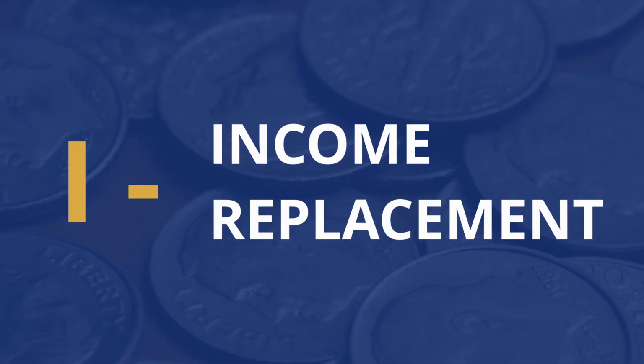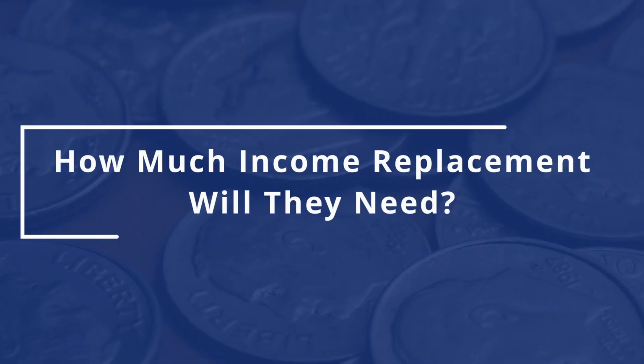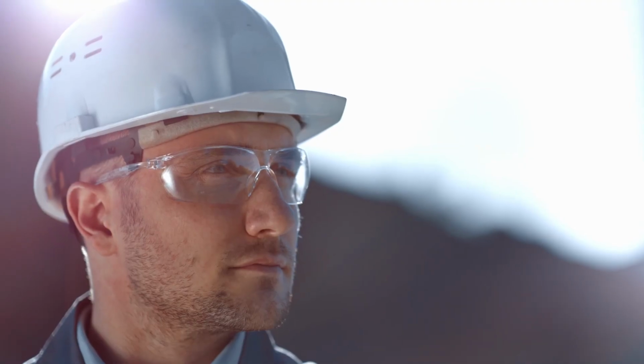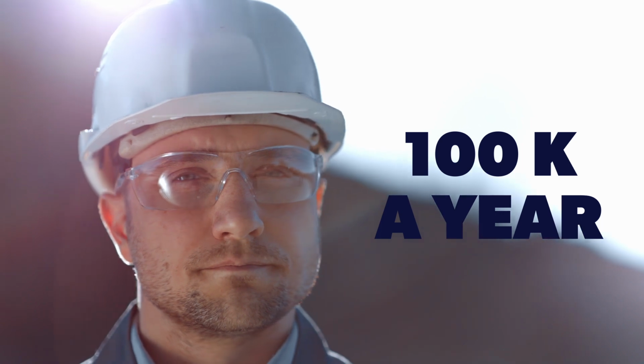Next is income replacement. How much income replacement will they need year after year in case of death? Now, this is a little bit more of a technical concept to understand, but this will be the differentiator for you, as your prospect will understand why their $500,000 policy might be nowhere near enough for what they actually need. Here is how it works. Let's assume that currently Mr. Smith is bringing in $100,000 a year.